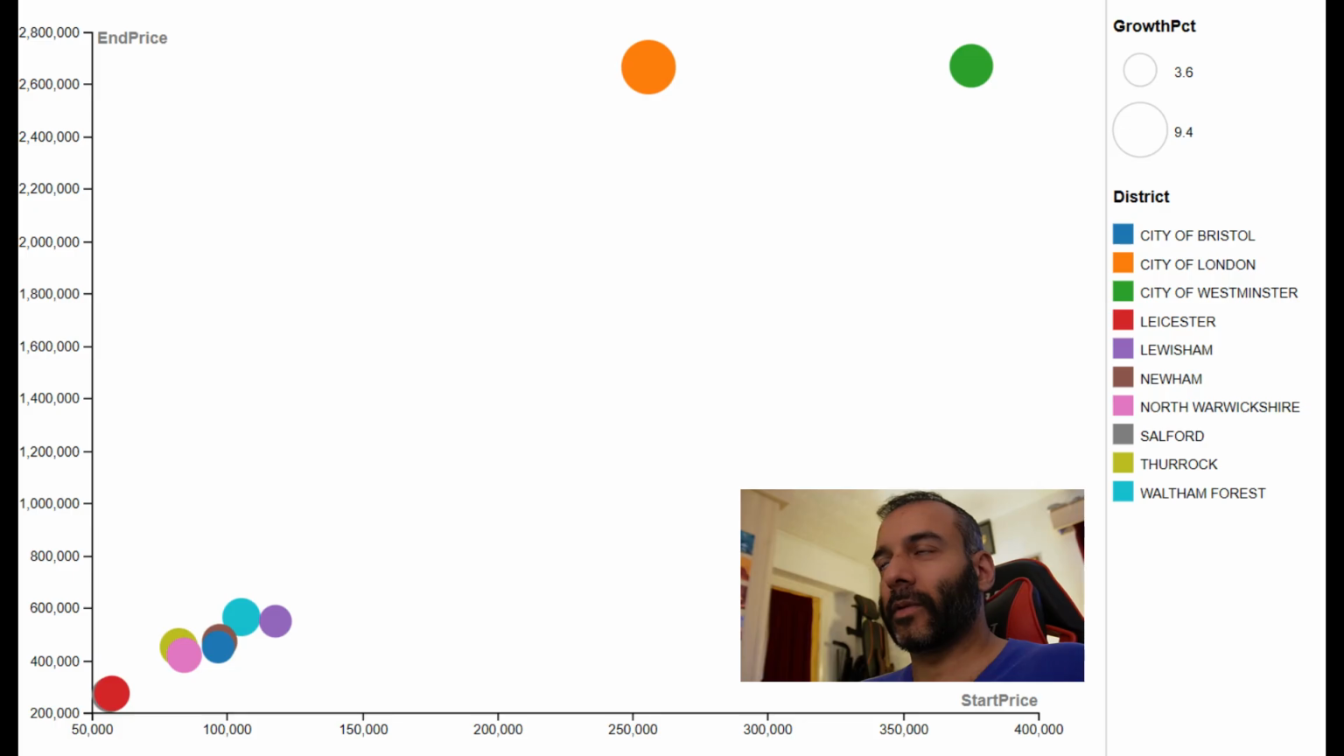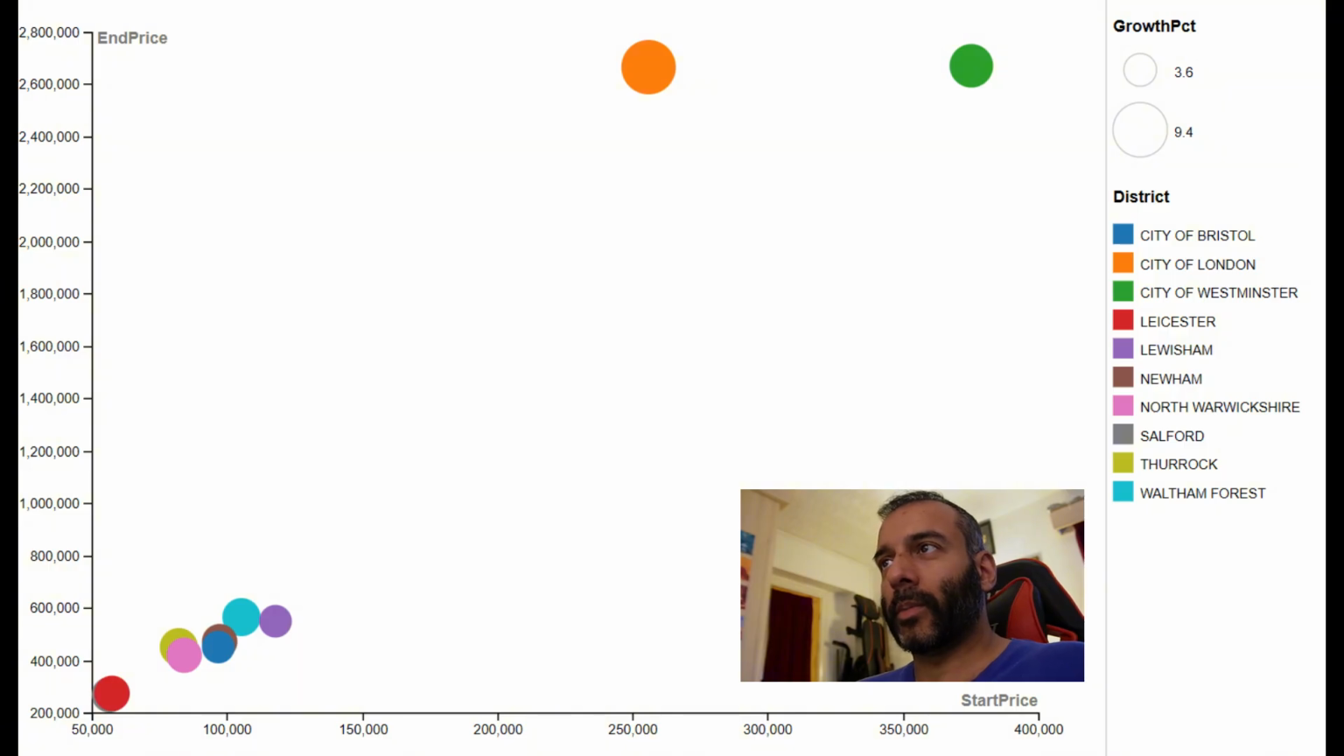UK house prices haven't grown evenly. This chart shows exactly where the biggest challenges have happened. So each bubble here represents one of the fastest growing districts in the UK. Along the bottom we've got the average house price around the year 2000, and at the side we've got the prices where they are today.